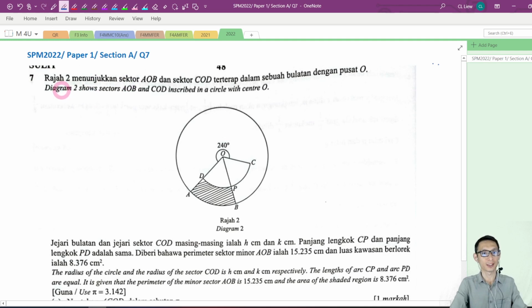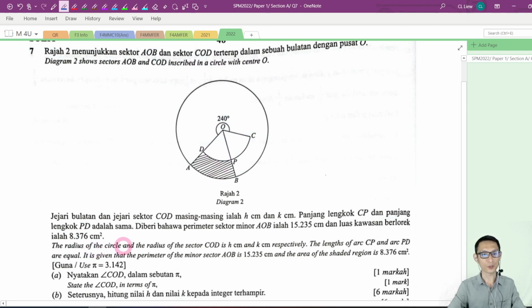Now, diagram 2 shows sector AOB and sector COD inscribed in a circle with center O. So O is the center. The radius of the circle and the radius of the sector COD are h centimeter and k centimeter. Okay, the radius of the circle is h centimeter.